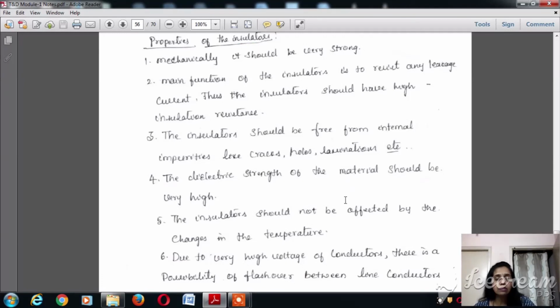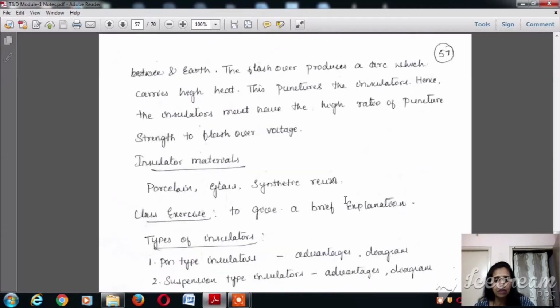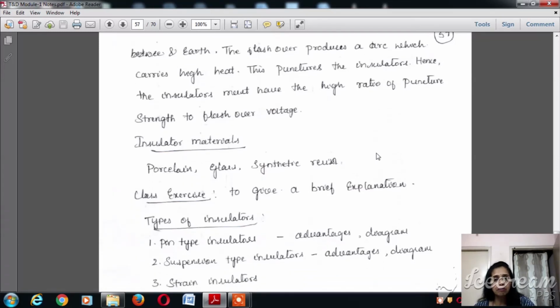Due to the high voltage of the conductors, there is a possibility of flashover between the line conductors and the earth. The flashover produces an arc which carries a very high amount of heat. This may create a break or crack, and it may puncture the insulator also. So insulators must have a high ratio of puncture strength to flashover voltage.